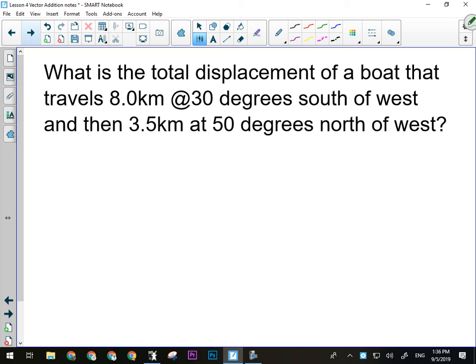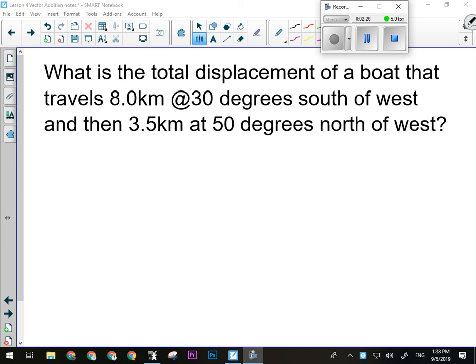So we're looking for the total displacement of a boat that travels 8 kilometers at 30 degrees south of west, and then 3.5 kilometers at 50 degrees north of west. Okay, so I write that down, and then we'll start it. The first step in any vector addition question is to draw the vector diagram.